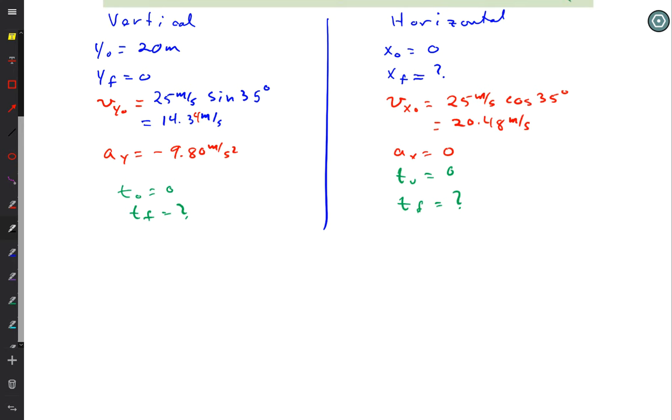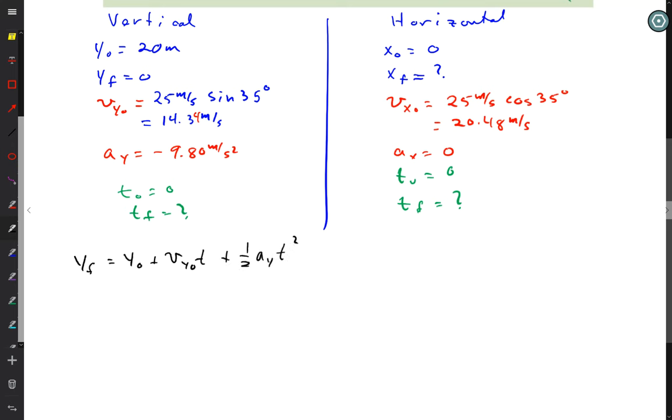The one that has all of them. So I will use y final equals y initial plus vy initial t plus 1/2 ay t squared and solve that for time. Now here's an unfortunate thing in terms of time spent in class. If I'm going to solve this, I have a quadratic.